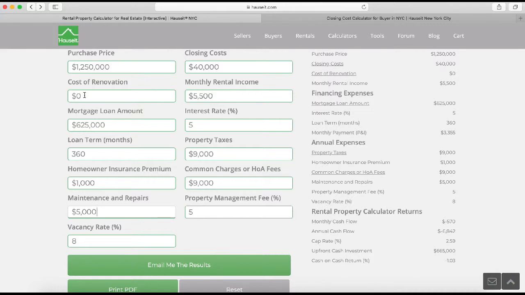Finally, if we want to include a cost of renovation in this investment, we can go ahead and do so. And as you can see, adding something to renovation costs will lower the cap rate and it will depress many of our metrics. So our cap rate is currently 2.59%. If we do a $50,000 renovation, our cap rate goes down to 2.49%.